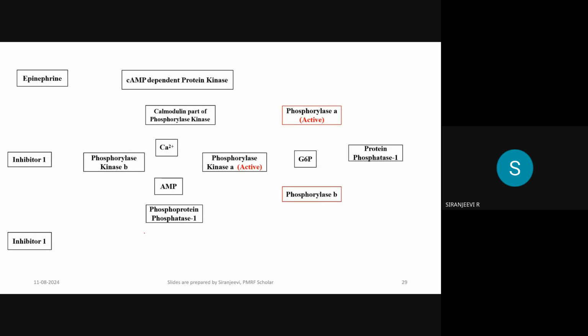So the first and foremost enzyme of glycogenolysis is called glycogen phosphorylase. This has two forms, called the A form as well as the B form.